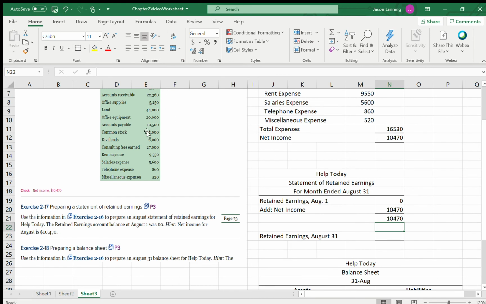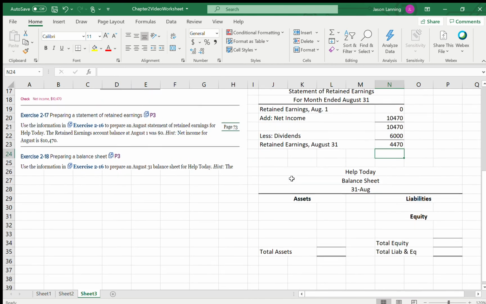Now, the other thing we have to worry about here is dividends, and we paid $6,000 in dividends. We've added the net income. Now we need to subtract dividends, because remember, dividends are paid out. So our dividends were 6,000. Our retained earnings for the month are equal to what we started with, plus our net income, minus our dividends. So $4,470 is what we have now as a balance in our retained earnings account.